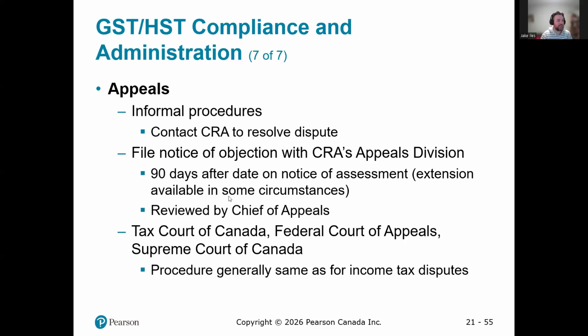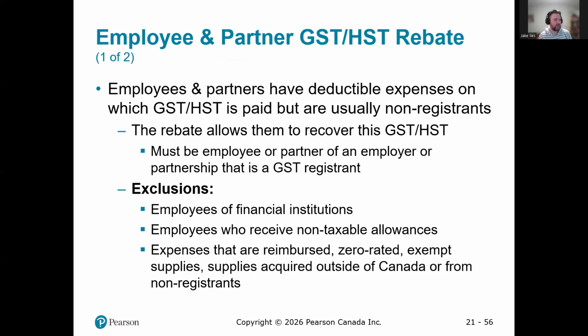The notice of objection will be reviewed by the Chief of Appeals. The review by the Chief of Appeals might agree with the CRA, might agree with us. If they side with the CRA, we can take them to court. We can go to the Tax Court of Canada. This procedure is very similar to the procedure we use for personal tax returns. So if you go through Chapter 2, I think it has the steps of the appeal in more detail. The HST return follows a very similar practice.